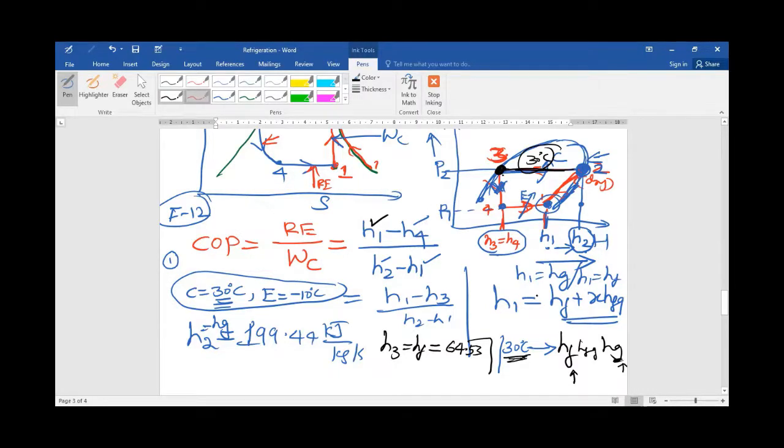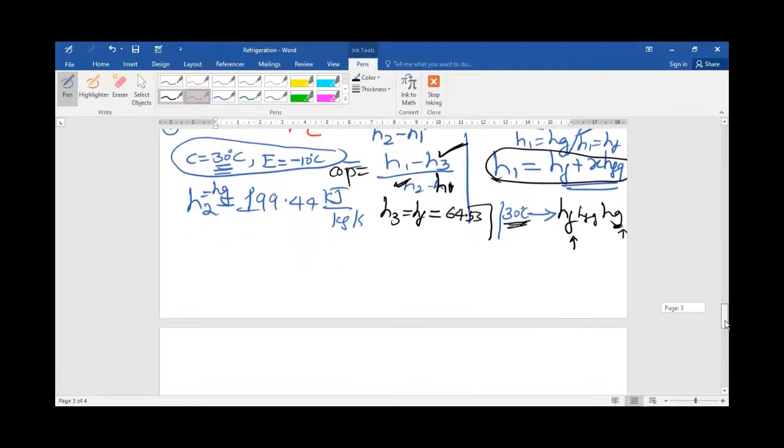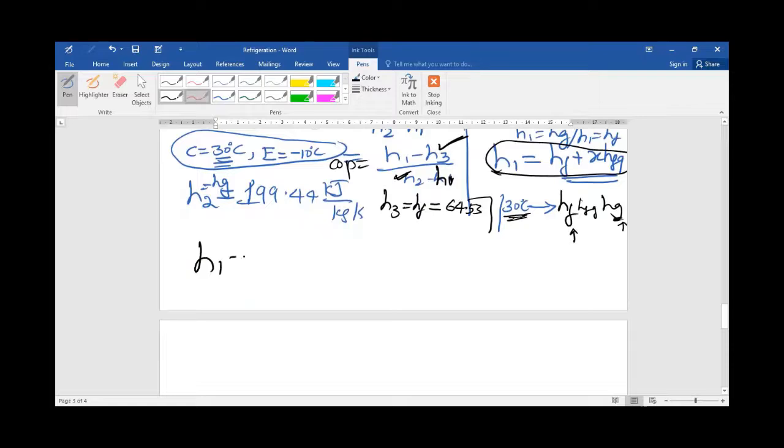H1 we have not written yet; we have to calculate it using this equation. H4 is equal to H3. Yes, H3 is calculated and H2 is calculated. Now the only unknown is H1 to calculate COP. How to calculate H1 is simple. H1 is equal to HF at point 1 plus X times HFG at point 1.